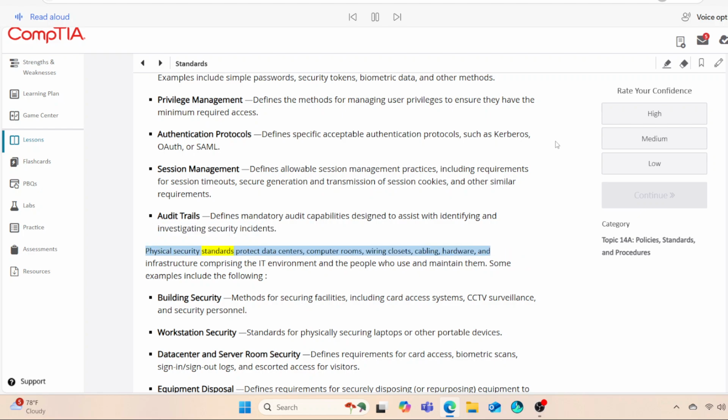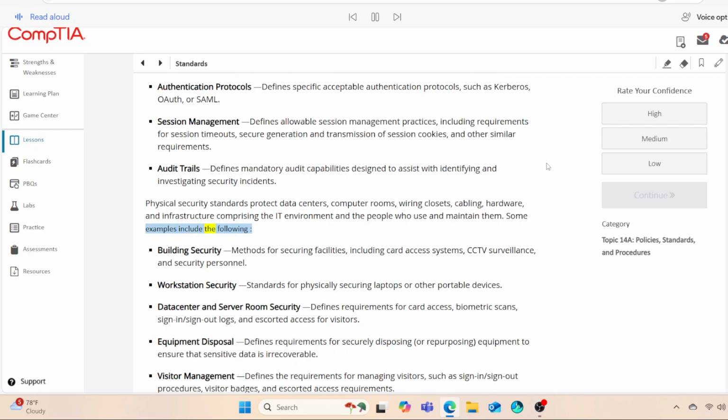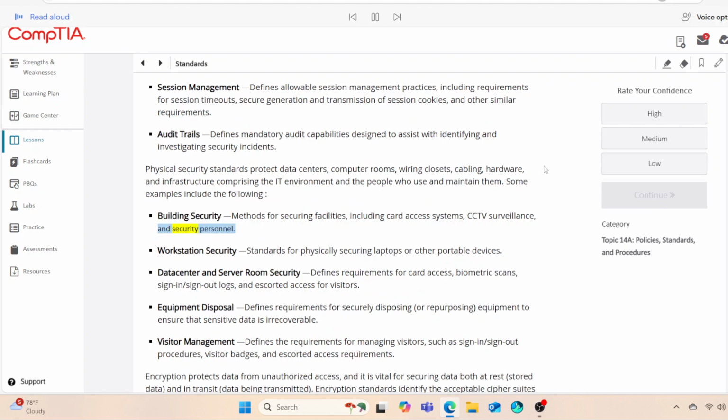Physical security standards protect data centers, computer rooms, wiring closets, cabling, hardware, and infrastructure comprising the IT environment and the people who use and maintain them. Some examples include the following. Building security, methods for securing facilities, including card access systems, CCTV surveillance, and security personnel. Workstation security, standards for physically securing laptops or other portable devices.